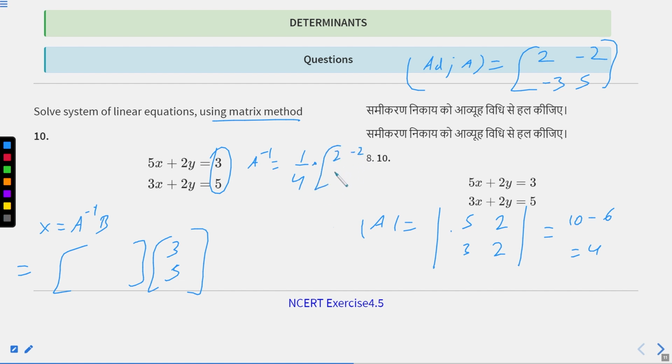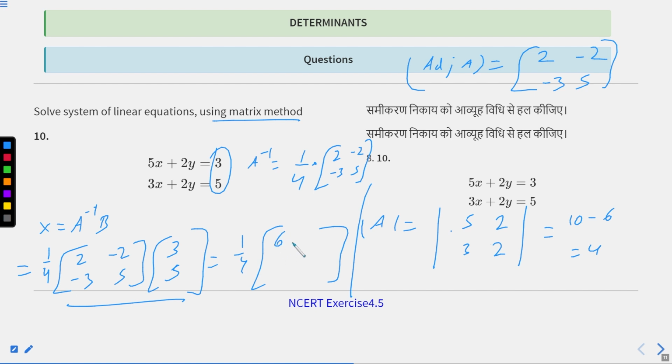Now 2 minus 2 minus 3, 5. Okay, simple so far. Now I'm writing A inverse in this form, 2 minus 2 minus 3 and 5, like this. Now solving for this, you will have 6 minus 10 and minus 9 plus 25. This will be minus 4, and this will be 16. From this, what can you say? x, y will equal minus 1 and 4. So x is minus 1 and y is 4.